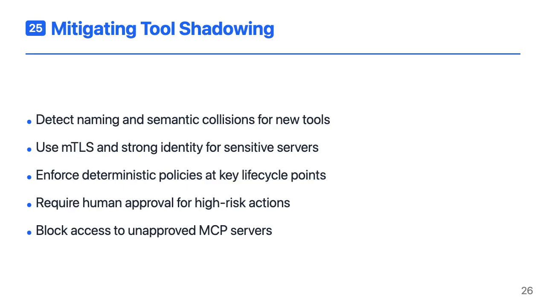Defenses against tool shadowing start with controlling which tools can even appear. Clients or gateways should check new tools for name or semantic collisions with trusted ones, potentially using LLM-based similarity checks. For highly sensitive connections, mutual TLS can ensure both client and server identities are verified. Policy engines should enforce rules at critical points: before tool discovery, before invocation, and before results are returned. High-risk operations like deleting files or sending external emails should always require explicit human confirmation, regardless of which tool is used. And agents should be prevented from connecting to arbitrary MCP servers, especially those running locally on user machines.